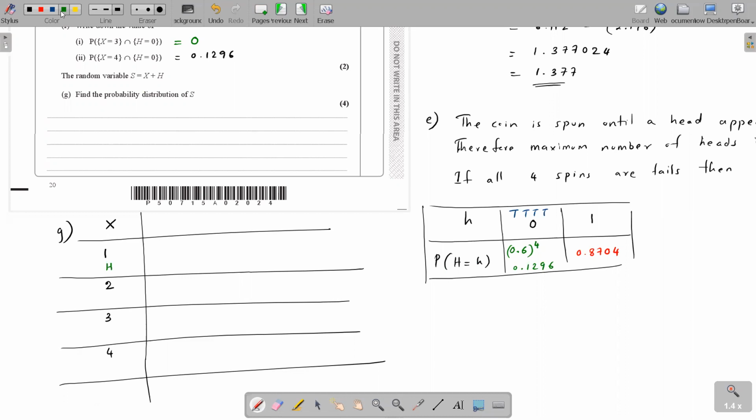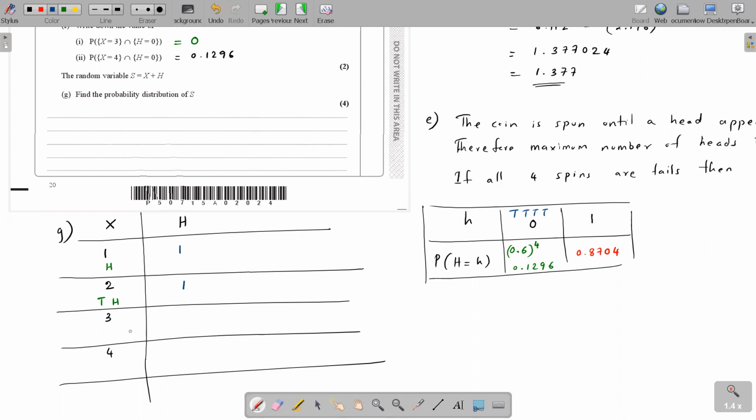Okay, so now the next column is H. So what is the H value when X is 1? H is 1 or 0? Number of heads? 1. When X is 2, how do you get X equal to 2? Tail and a head. So tail and head, right? That's how you get X equal to 2. So what's the number of heads? H value is 1.